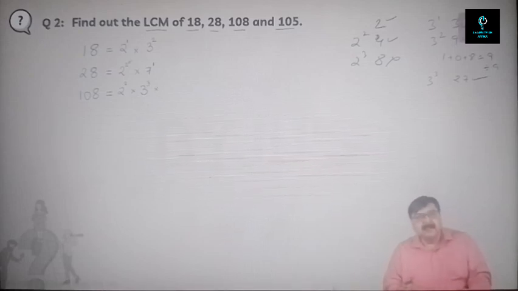Next. Is it divisible by 5? No. Divisible by 7? No. Divisible by 11? No. So that means it is 4 into 27. That is what 108 is. Next number given to us is 105.